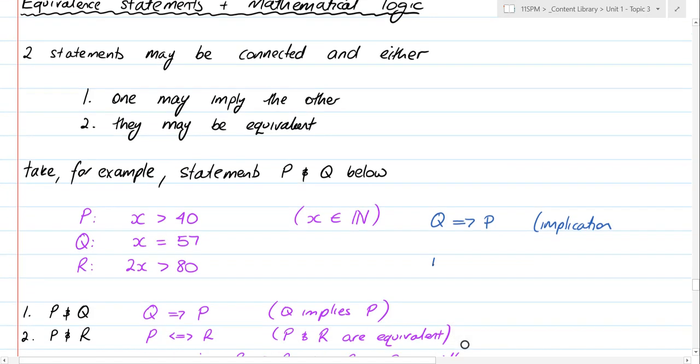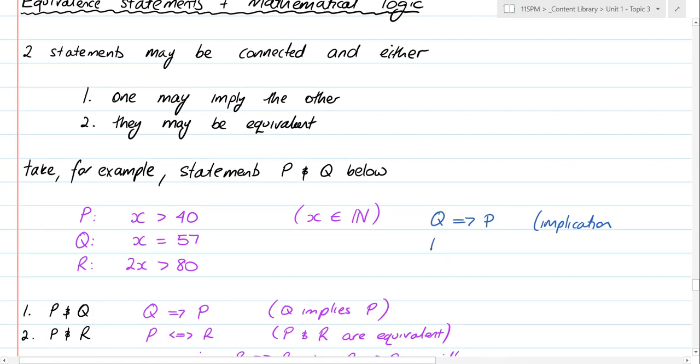But P, oops, let's just move down. P does not imply Q. So given the number is greater than 40, it does not necessarily mean that the number is 57. So we don't have an equivalent statement. We have option one. Q implies P, but they don't imply each other. I'll just close the brackets on this implication.